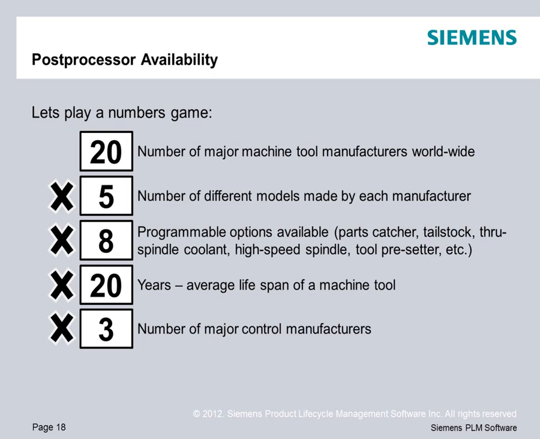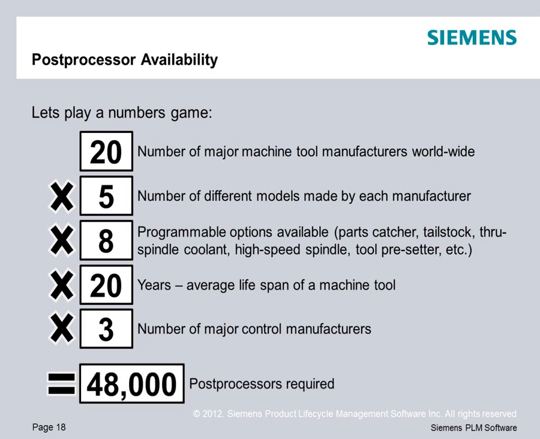Finally, we know that there are different machine control manufacturers out there. Siemens is one, and there are others as well. So let's say that there's 3 major control manufacturers. Now, if you're quick at math, you already know the answer here. That's 48,000 post processors required. That DVD with 1,000 posts on it doesn't sound so good right now.